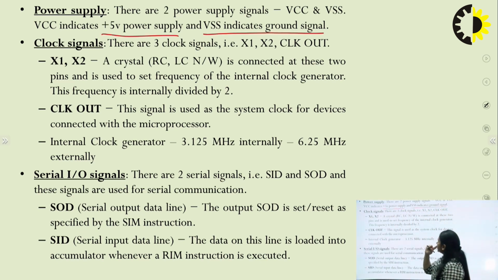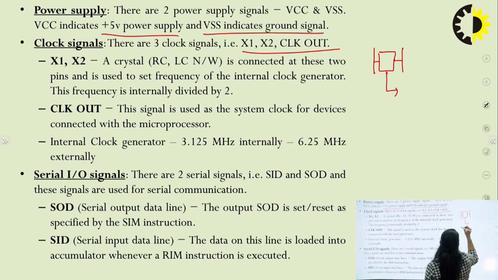There are three clock signals here, X1, X2 and clock out. X1 and X2 are connected to an external crystal oscillator. These are two pins, X1, X2, and it is connected with this crystal. When it vibrates, it produces the clock frequency. This is our X2, this will be our X1.